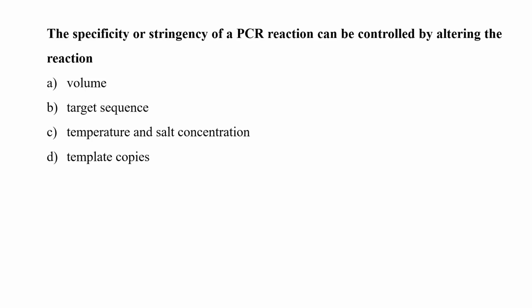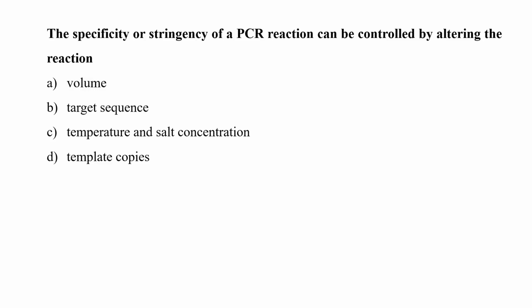Specificity or stringency of a PCR reaction can be controlled by altering the reaction. और इसमें चार ऑप्शन दे रखे हैं आपको: वॉल्यूम, टारगेट सीक्वेंस, टेम्परेचर एंड सॉल्ट कंसंट्रेशन, एंड टेम्पलेट कॉपीज। अगर हम ध्यान से देखें, स्ट्रिंजेंसी ऑफ अ PCR can be controlled by altering the temperature of DNA primer hybridization. As you know, as the temperature decreases, more mismatch can be tolerated.